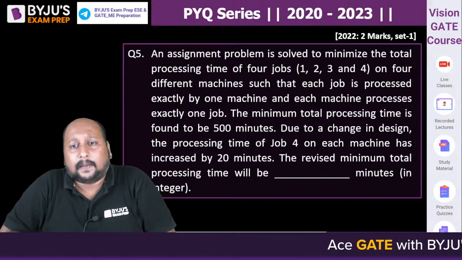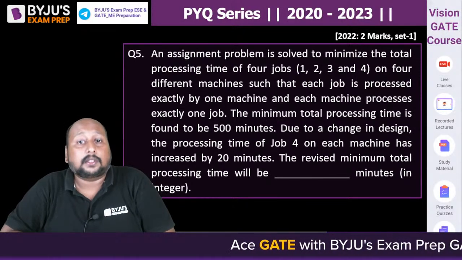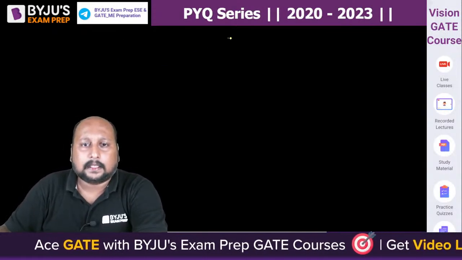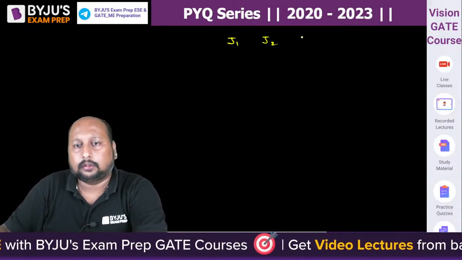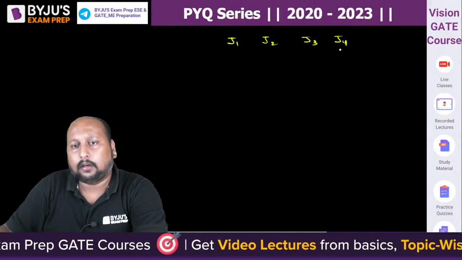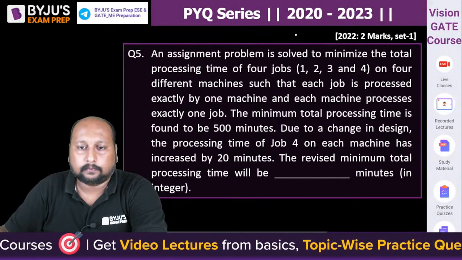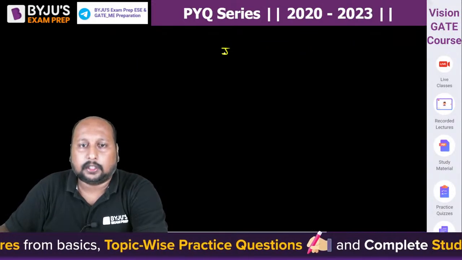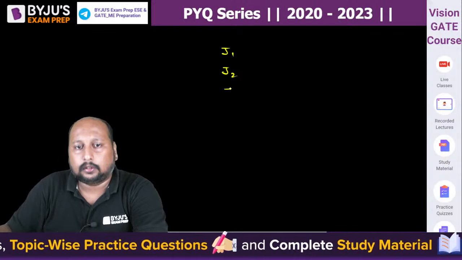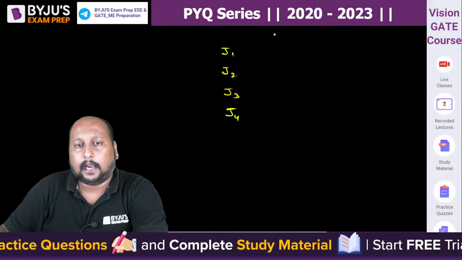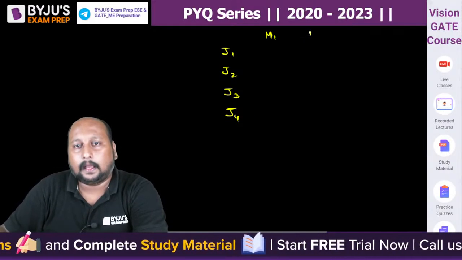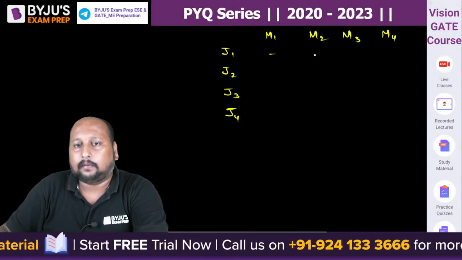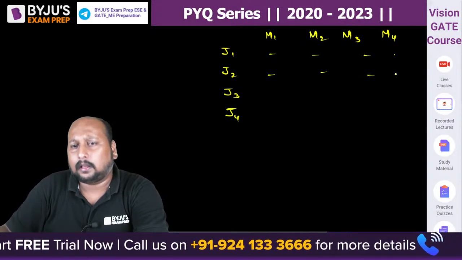The assignment problem is solved to minimize the total processing time of 4 jobs and 4 different machines. So we are having 4 jobs. Let's say this is J1, J2, J3 and J4, and we are having 4 machines, M1, M2, M3 and M4, right? चलिए 1 2 3 कुछ भी random values हैं. I'm not bothered about this.